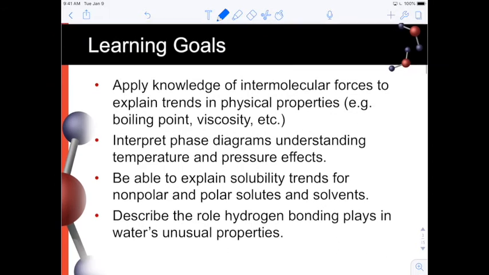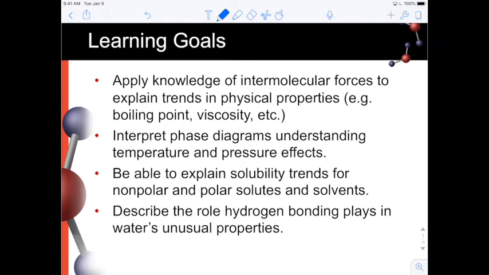So we need to point out our learning goals for this chapter. You're going to take this knowledge about intermolecular forces throughout this chapter and apply it to understanding physical properties, things like boiling points. You're going to ultimately interpret phase diagrams, and we'll get to what those are later, and be able to explain solubility trends, for instance, for both nonpolar and polar solutes. And lastly, briefly, we'll talk about hydrogen bonding, which is a specific type of intermolecular force.